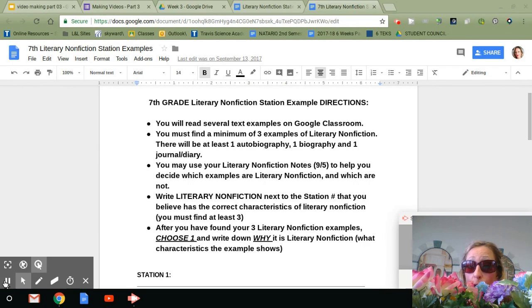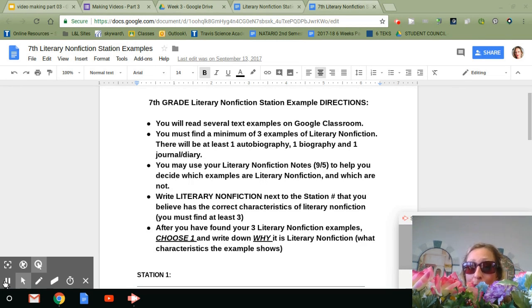So you are going to read several text examples on Google Classroom. You must find a minimum of 3 examples of literary nonfiction. There are 10 examples in all, but only 3 of them need to be literary nonfiction. At least one of those is an autobiography, one is a biography, and one's a journal or diary. There are more than 3, so just find the first 3 you can.